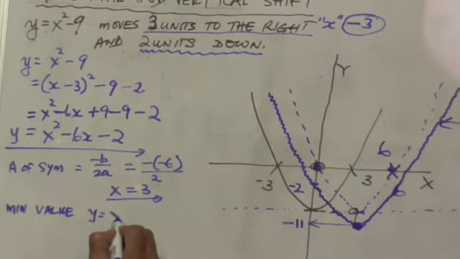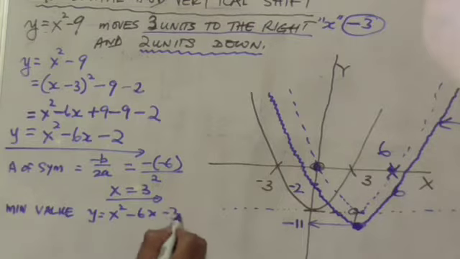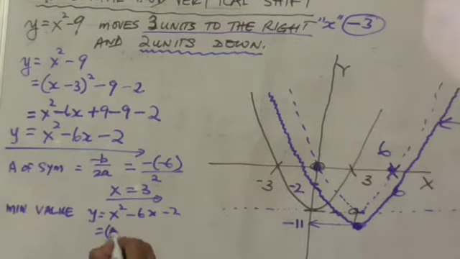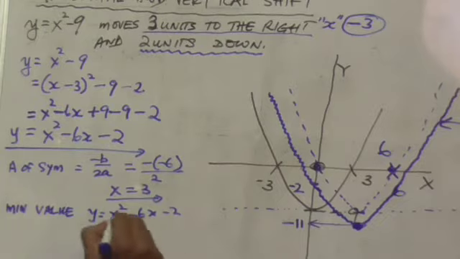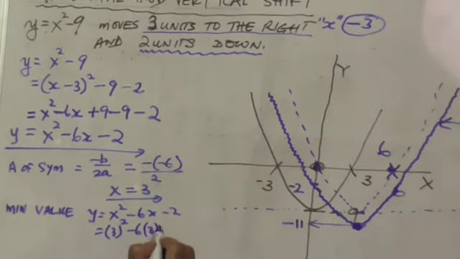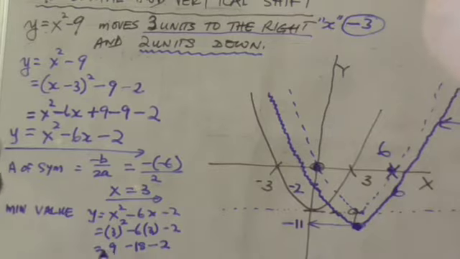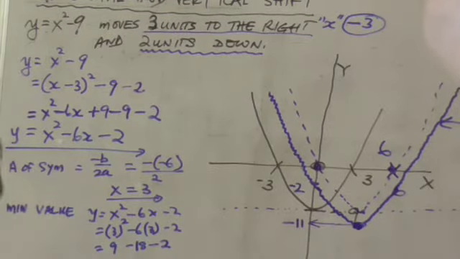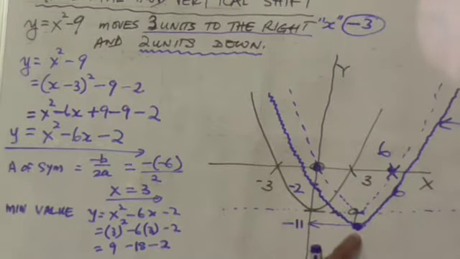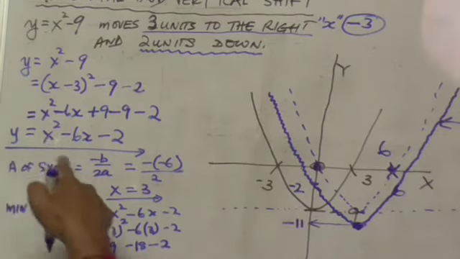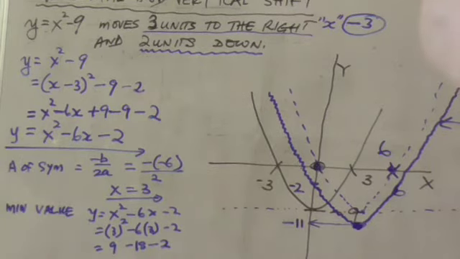y is equal to x squared minus 6x minus 2, which is equal to 3 squared, we have to put that here, minus 6 into 3 minus 2, which will give you 9 minus 18 minus 2. That will give you minus 11. So you can see the new minimum value is minus 11. The new axis of symmetry will be 3. And the new equation will be x squared minus 6x minus 2.